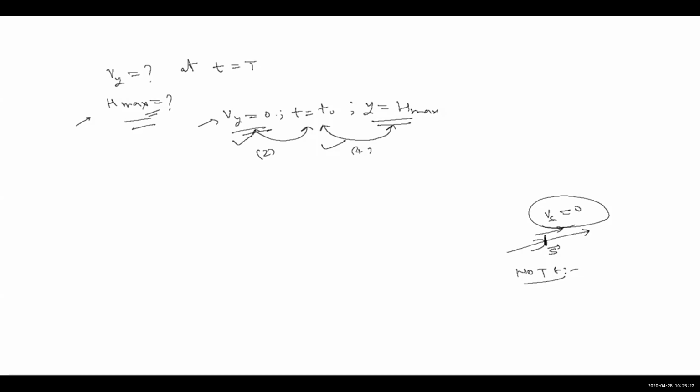Here we are interested along the y-axis. So displacement along the y-axis will be max when the velocity along the y-axis will be zero. So first, by putting this condition, we'll get the time. And after getting the time, from equation 4, we will calculate the maximum height. So first equation 2, then equation 4.